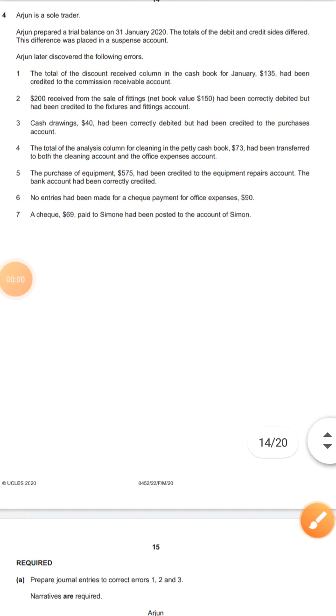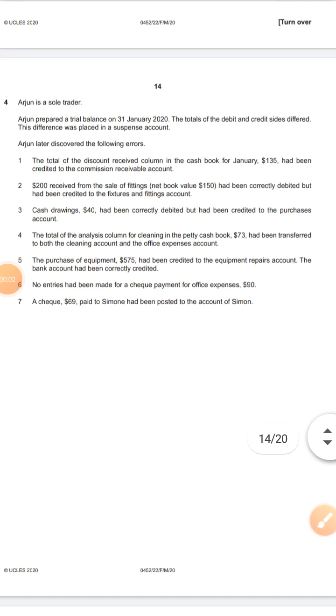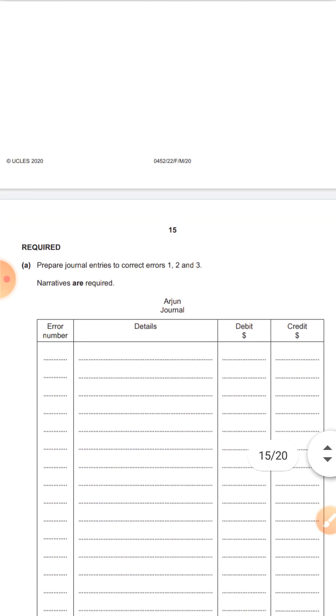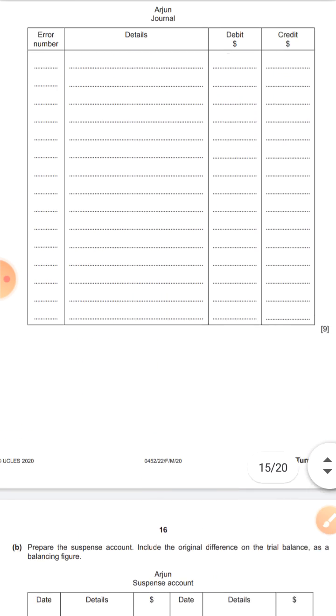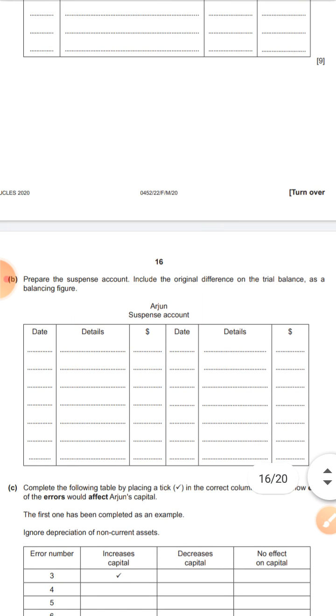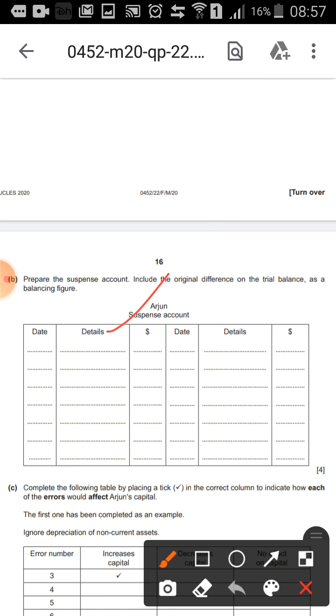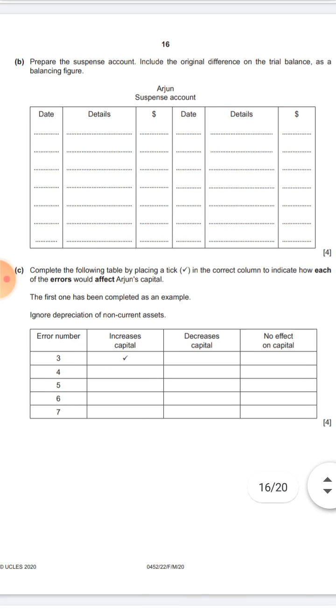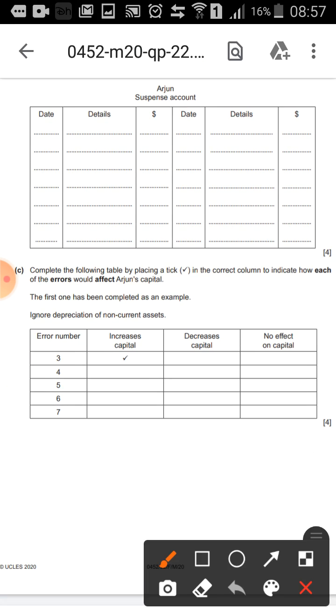Okay, dude. So after passing these entries, I need to get back to this sum because there are two more things which I need to explain. First they've asked you to pass the journal, and then to prepare the suspense account, which you will be able to do. Then they are not asking whether these entries are going to increase or decrease the profit. They are asking you whether it is going to increase the capital or decrease the capital.